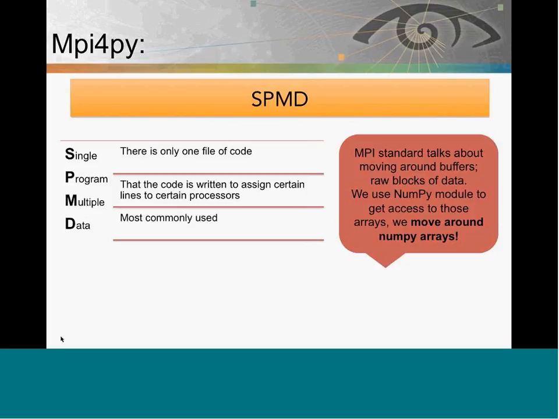Then SPMD, in which there is only one source code written for a certain processor, and it's going to work on different data. So MPI is about moving around the buffers, the raw data. But in Python, most people use NumPy modules, so they are going to move around the NumPy objects, that raw block of data.